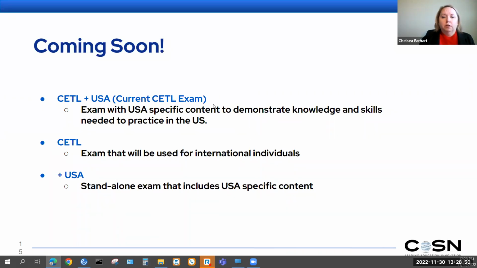But the important thing for you all to know, if you're US based, is you will apply for the CETL Plus USA, which is really just a change in the name to clarify that it has the USA laws and regulations in place.